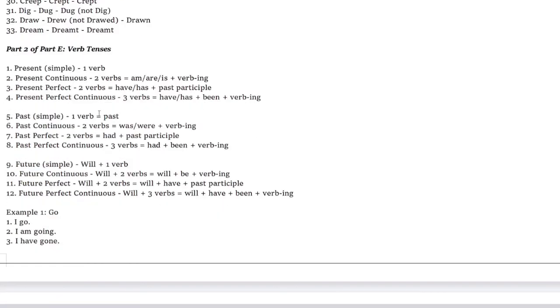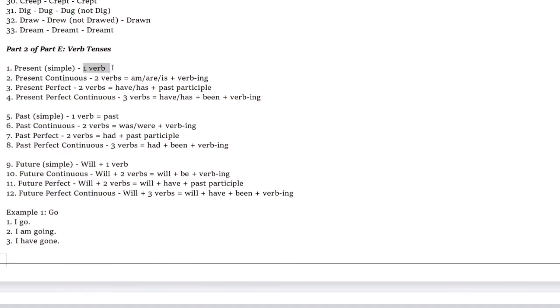Now let's see the verb tenses. We've done this before, but we'll just revise it again. There are basically 12 tenses. You have the present simple, present continuous, present perfect, and present perfect continuous. Similarly, past simple, past continuous, past perfect, and past perfect continuous, or past perfect progressive, whatever you prefer. Future simple, future continuous, future perfect, and future perfect continuous.